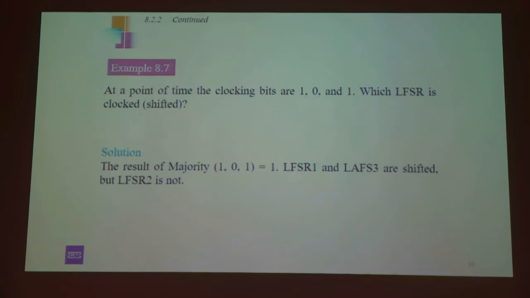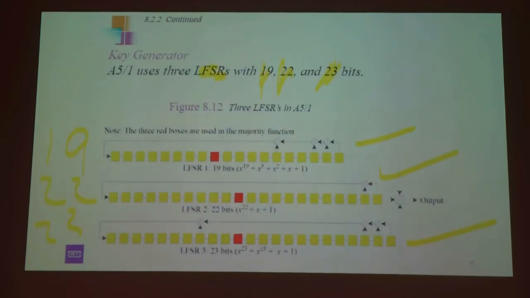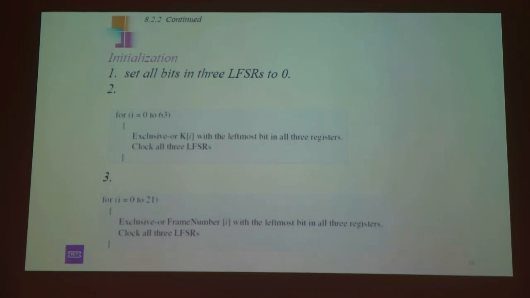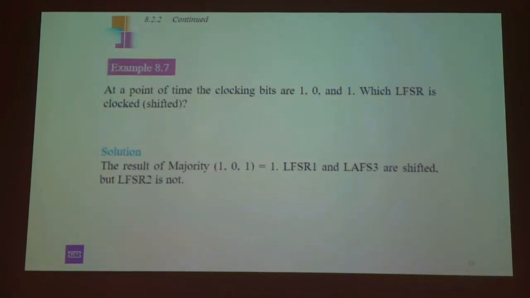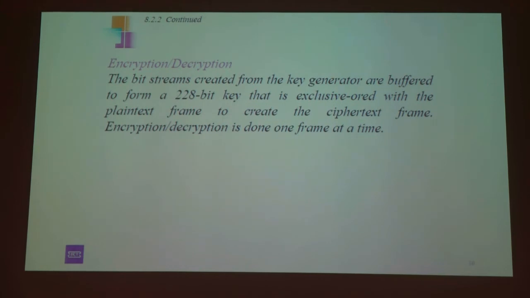So at a point of time, the clocking bits are 101. What we are talking about? That means the output of here is 1, here is 0, and 1. So they are XORed together. How much would be the output? 1. So it would be 1. Everything will generate 1 bit, and it will be used and used.